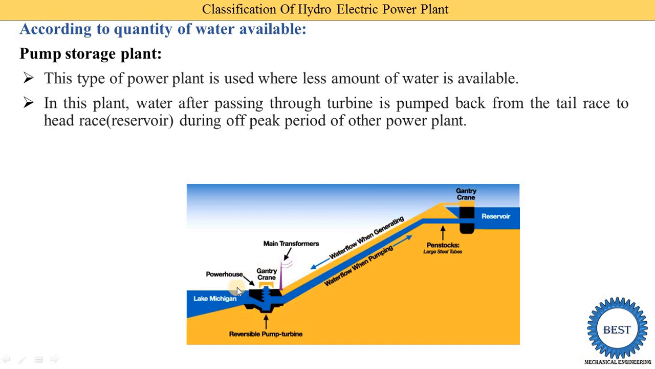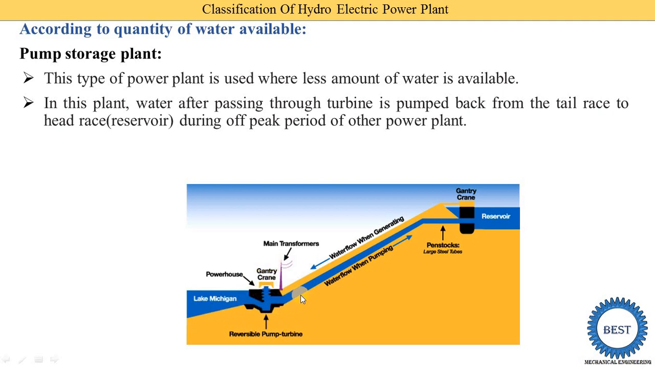At that time this turbine is rotated and mechanical energy is produced, and by the generator it is converted into electricity. Okay, so means we run the turbine during the peak hours, and when we do not require electricity, means on the base load the demand is reduced, at that time what do we do? We run this turbine as a pump. Okay, and the water from this tail race is again supplied to this reservoir. So here you see water flow when pumping, the arrow is in the upper direction.